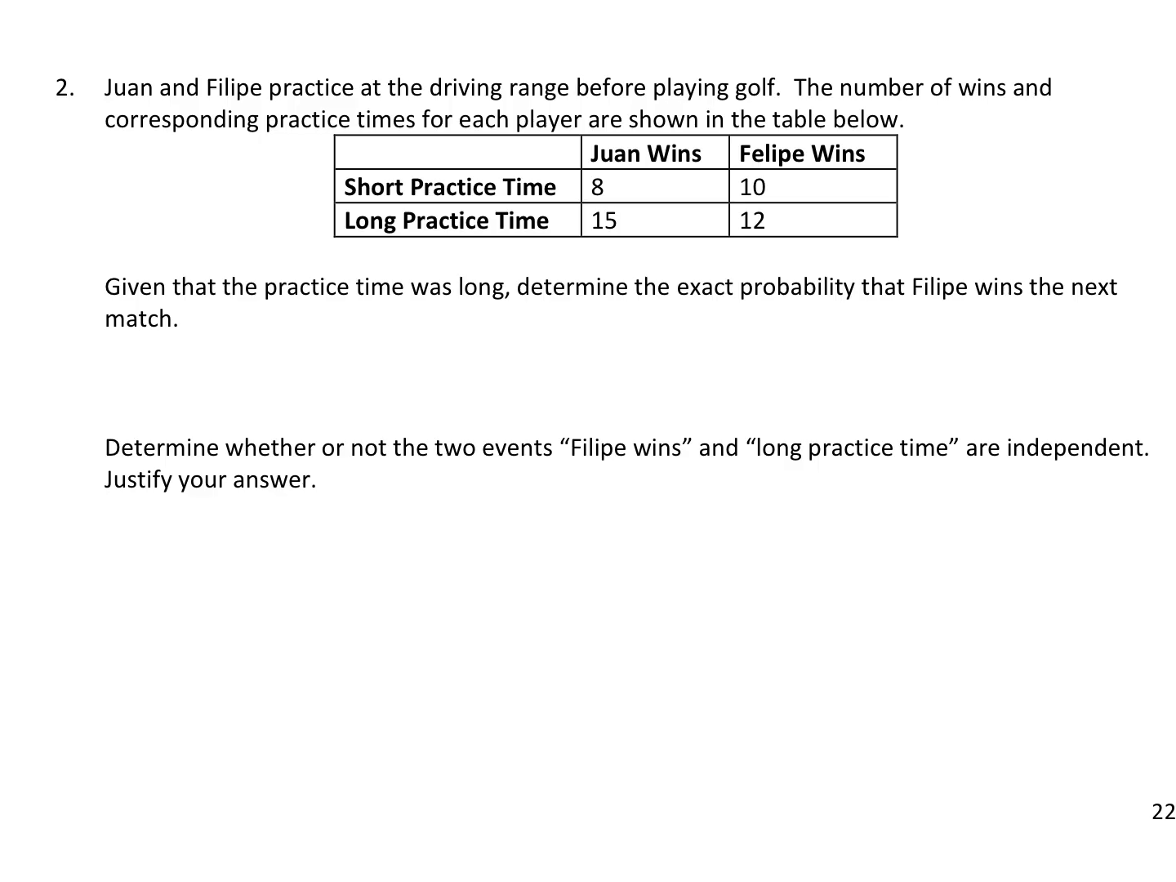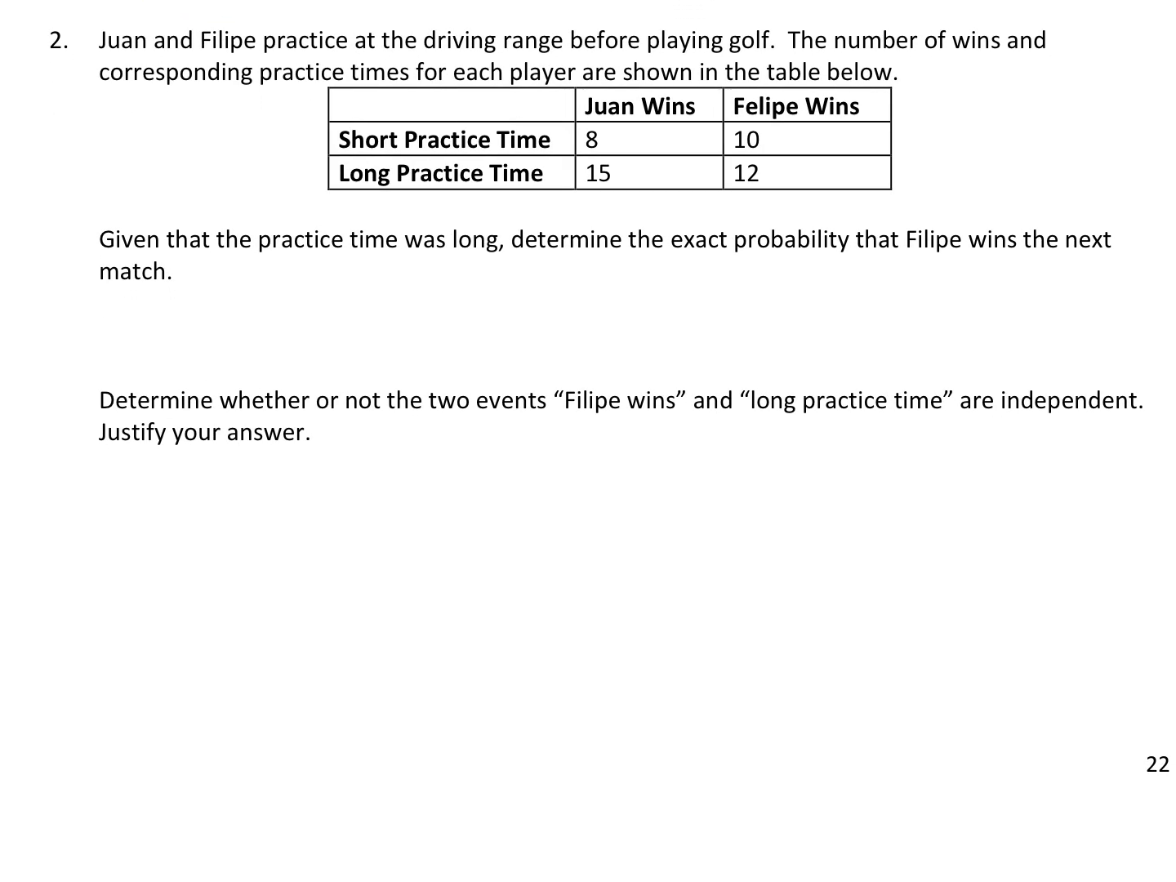Okay, number 2. Juan and Felipe practice at the driving range before playing golf. The number of wins and corresponding practice times for each player are shown in the table below. Now, what I'm noticing is they don't total everything out for us. So that's the first thing I'm going to do. Okay, I'm going to add up how many total times Juan wins. So 8 plus 15 would be 23. And then I'll add up how many total times Felipe wins. So 10 plus 12 is 22.